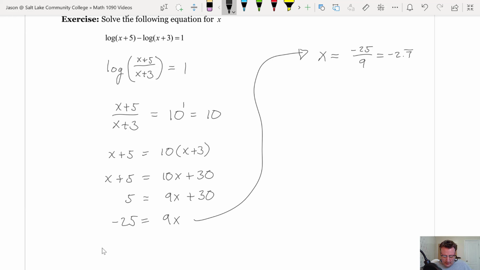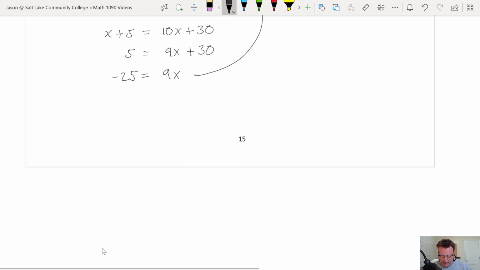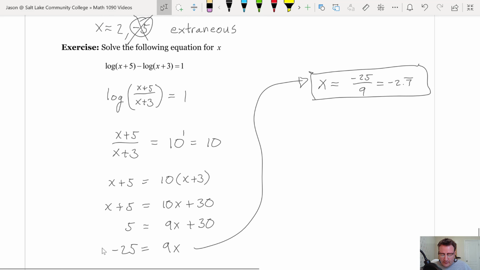Okay. So we got one solution. And let's see. Is this an extraneous solution? Can we put negative 2.7 repeating into both of these logarithm expressions, and then will the resulting value be greater than 0, or positive? And in both cases it will be. So this is, even though it's a negative number, it is a valid solution. It's not extraneous. Okay, so we can go ahead and box that. Okay, and this concludes section 5.2 on logarithmic functions, part 2.